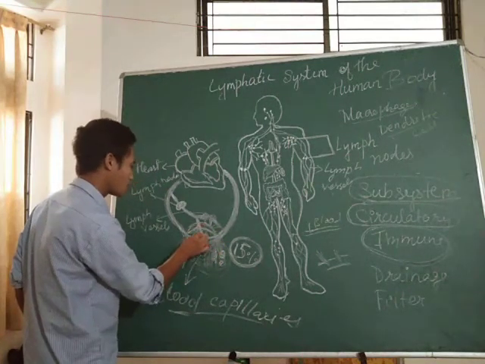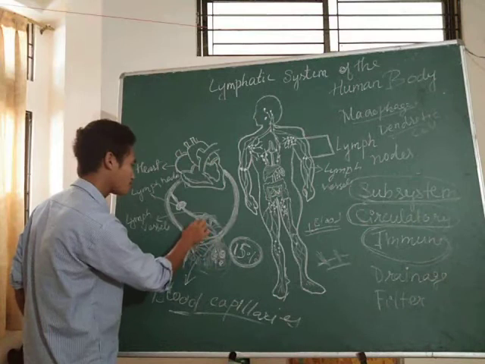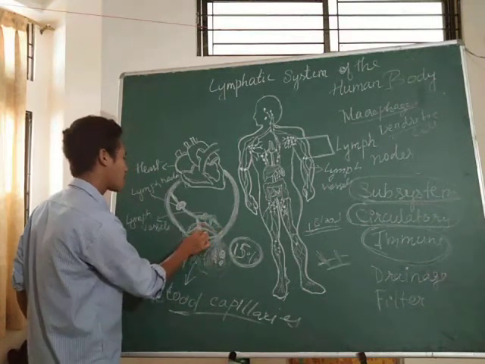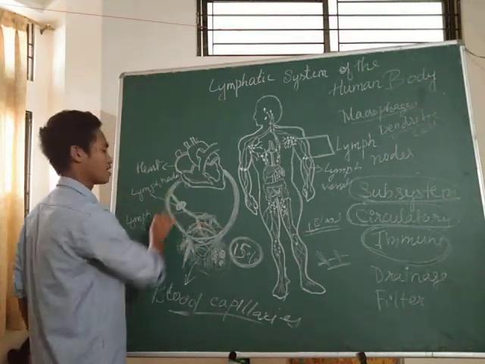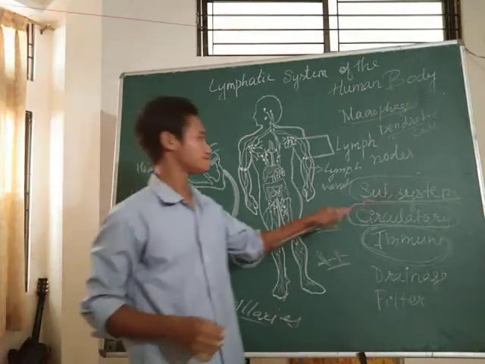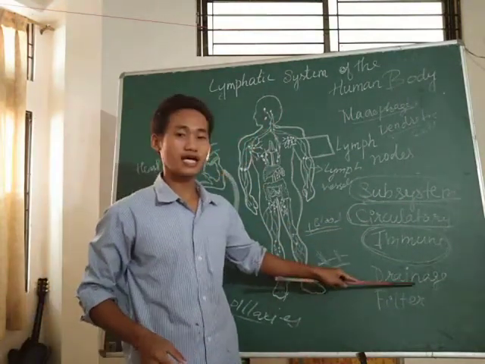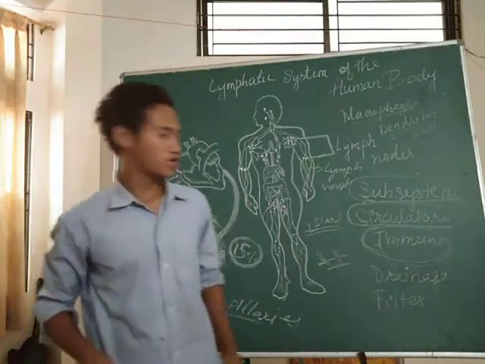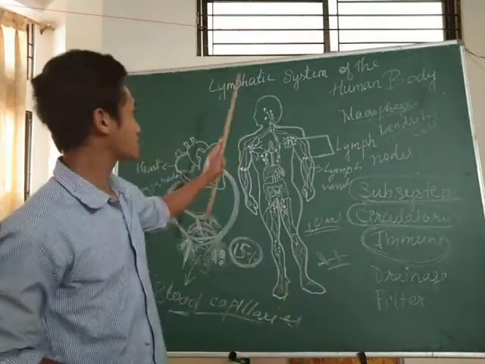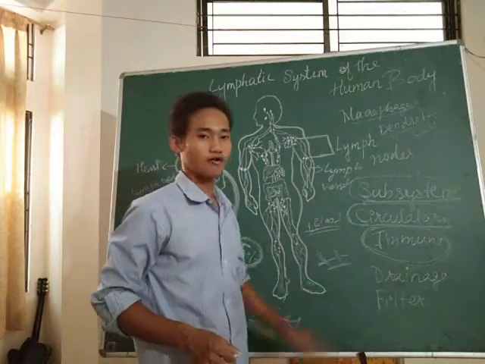All this blood which cannot be absorbed back is absorbed by the lymphatic vessels, and it is drained back to the blood vessels. That is why it is called what? The lymphatic system is also known as the drainage system of our human body. And the lymphatic system is also known as the filter of our body.